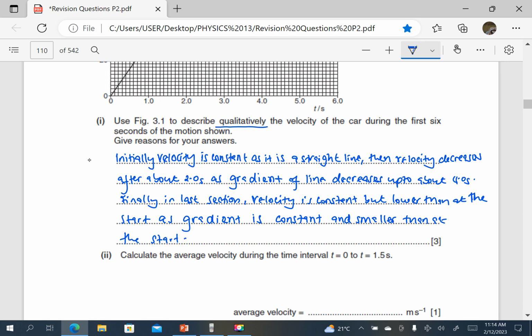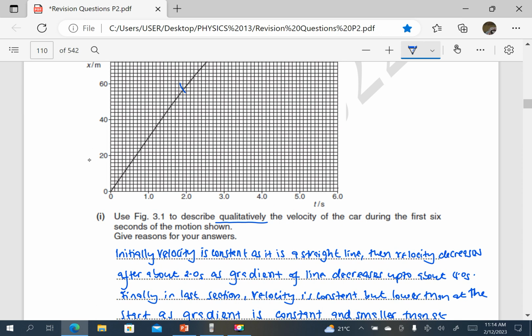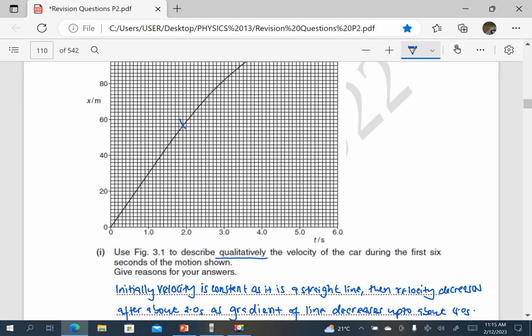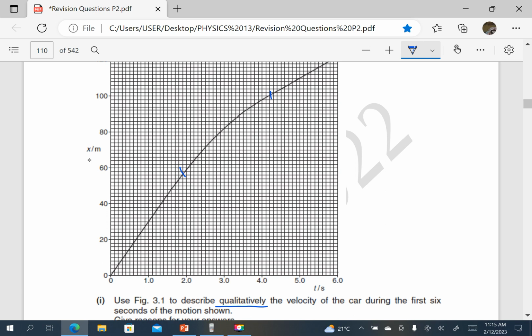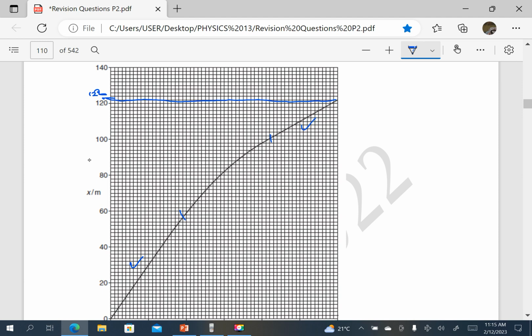So we can see initially it is a straight line, meaning constant gradient, so velocity is constant. After about 2 seconds, the gradient decreases, which means the velocity decreases. In the last section, after about 4 seconds, the line again becomes constant, but when you compare the gradient in this section and the first section, the gradient in the last section is smaller. So the velocity is constant, but at a lower value than the first section.